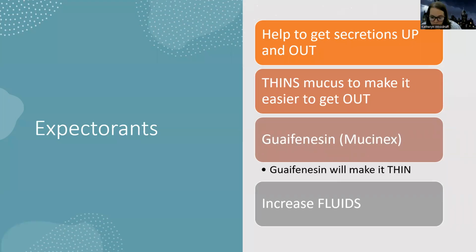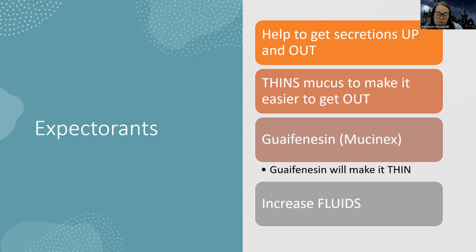There are also what are called expectorants, and expectorants help to get secretions up and out. This is going to be stuff like guaifenesin, which is Mucinex. It helps to thin mucus to make it easier to get it out. So you should expect to be coughing stuff up. And the other thing that you really want to do, in order to make guaifenesin more effective, is increase your fluid intake as well, because that's going to help thin secretions even more.